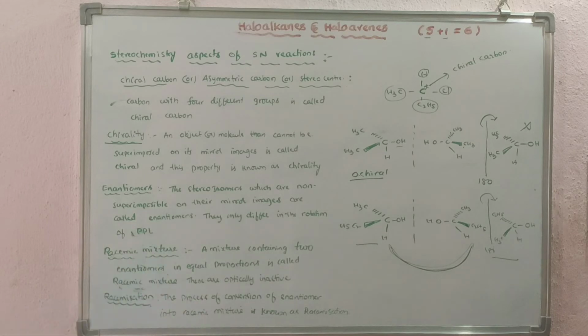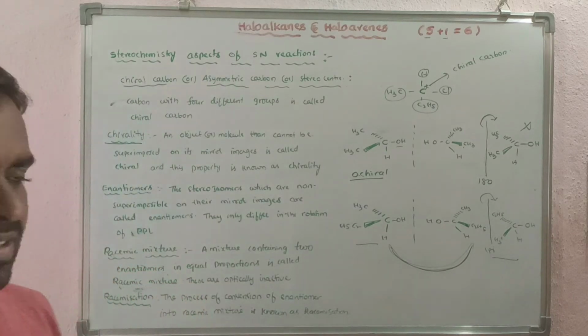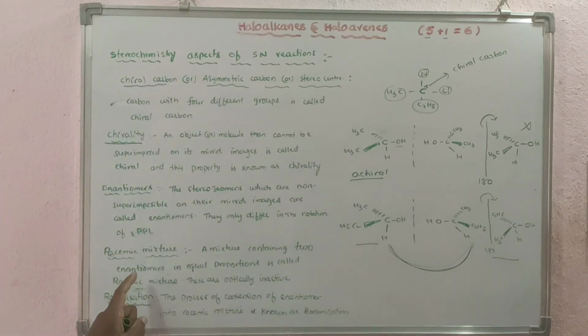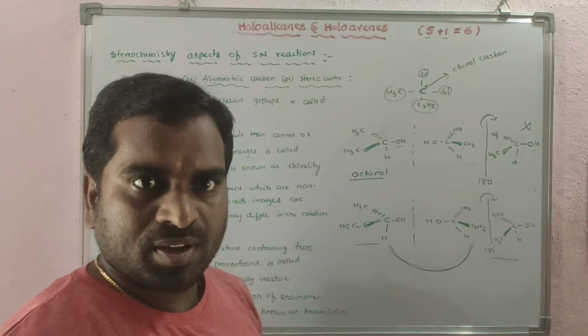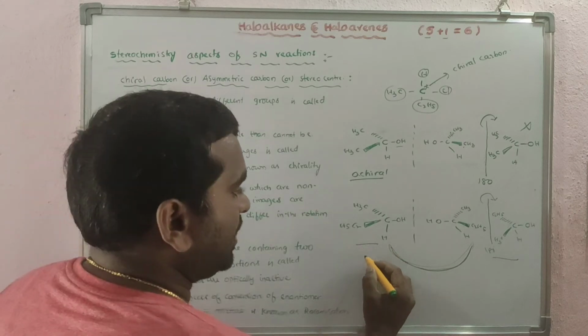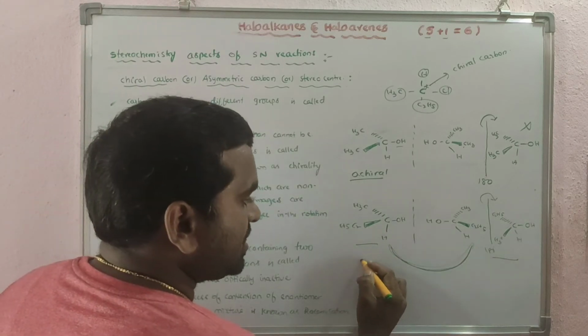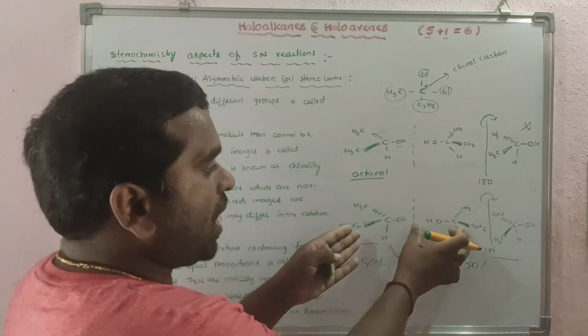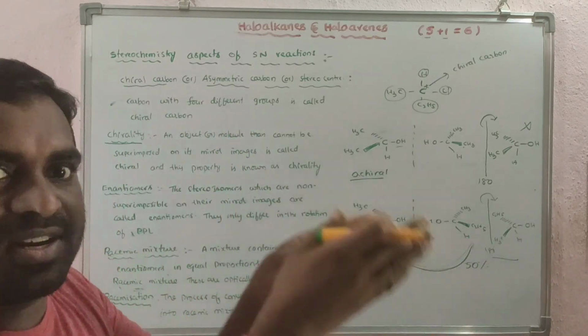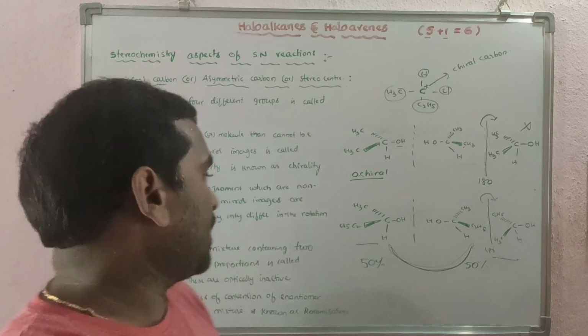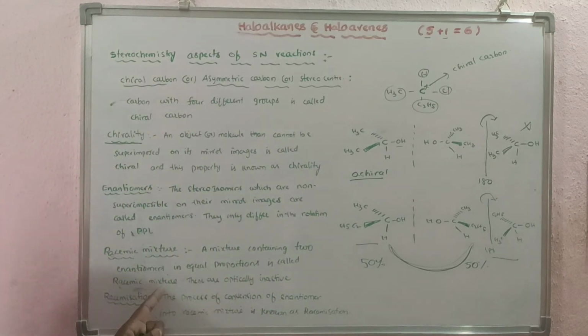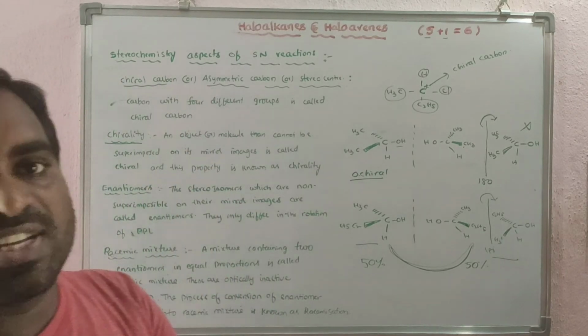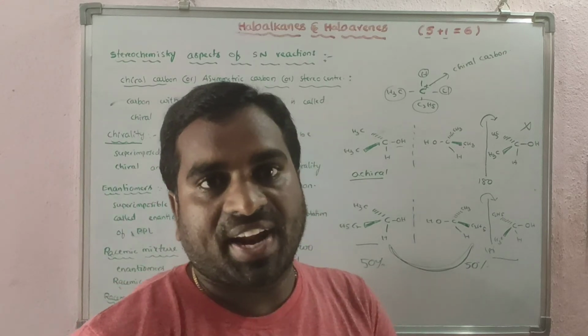And next one, racemic mixture. What is the racemic mixture? A mixture containing two enantiomers in equal proportion in one mixture. If these two are enantiomers, this is 50% and this is 50%. These two isomers are present in exactly equal amounts in the mixture. That mixture we will call a racemic mixture. Remember, a racemic mixture is optically inactive.